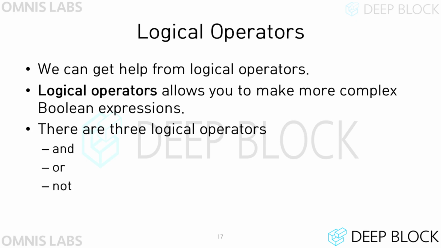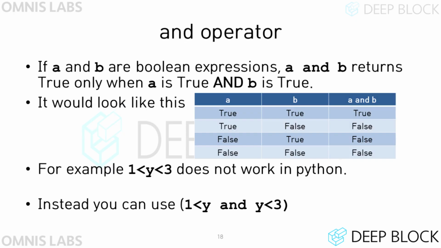Logical operators help you create more complex conditions. Logical operators include and, or, and not. Let's learn these logical operators in detail. Let's start with the AND operator. If A and B are values of type bool, the expression A and B becomes true only when value A is true and value B is true.